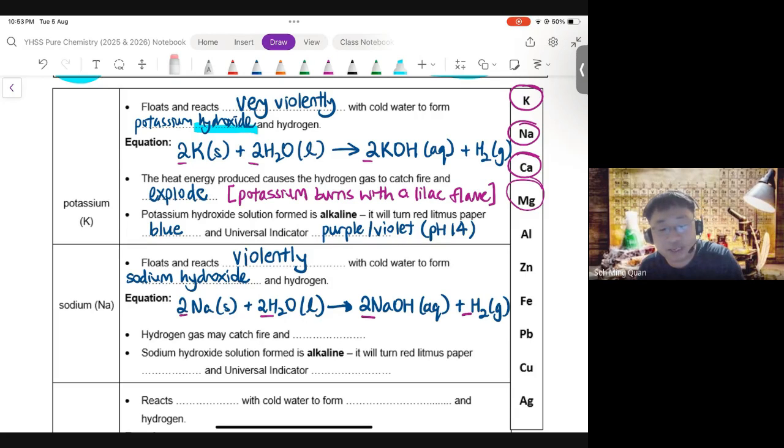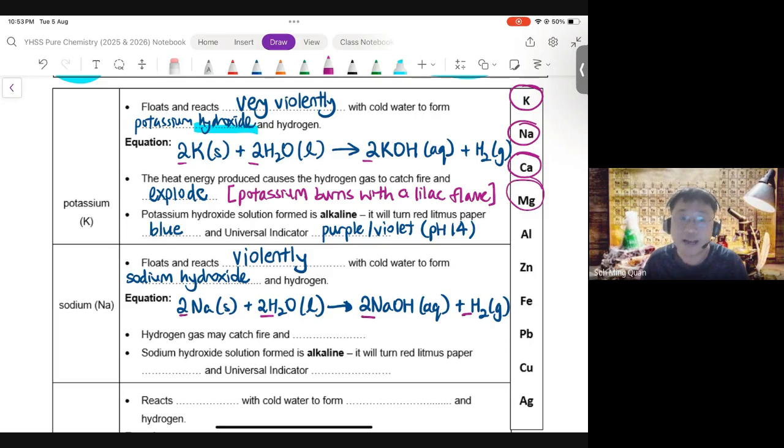The coefficients are the same for a good reason, simply because potassium and sodium are both from group number 1. They form K plus, Na plus. They have the same charge in their ions, and therefore the formulas of the compounds are the same. Because the formulas are the same, the equations will be balanced in the same way with the same coefficients.